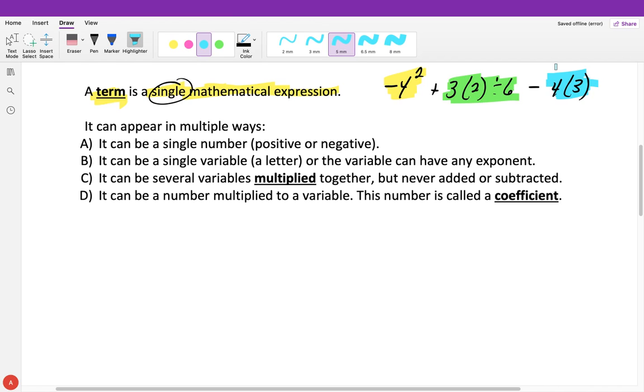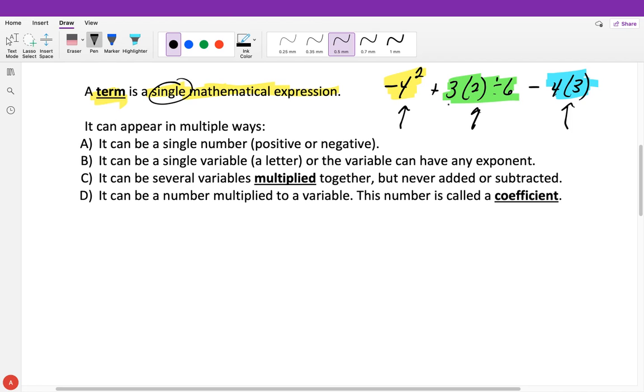And remember, we talked about the pluses and the minuses being what separates our terms. And if everything is just being multiplied, with multiplication, division, or powers in between, that would be considered one term. So it is a single mathematical expression. When we say that, we're looking at them as individuals. So this here is one term, this here is another term, and this here is a third term. So we wouldn't be looking at the yellow, green, and blue all together. We're looking at all of them individually.